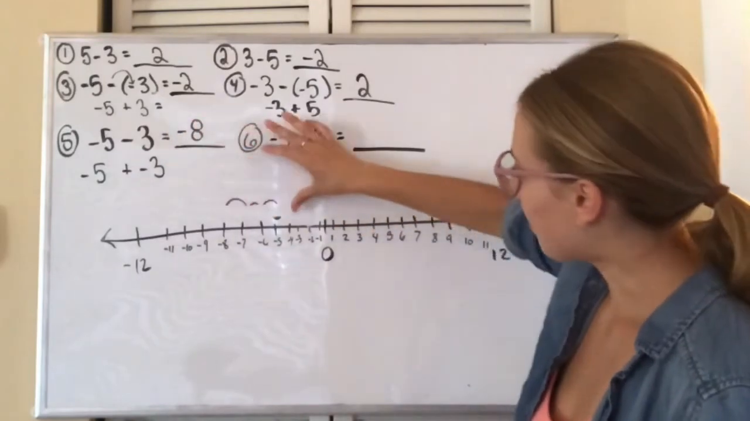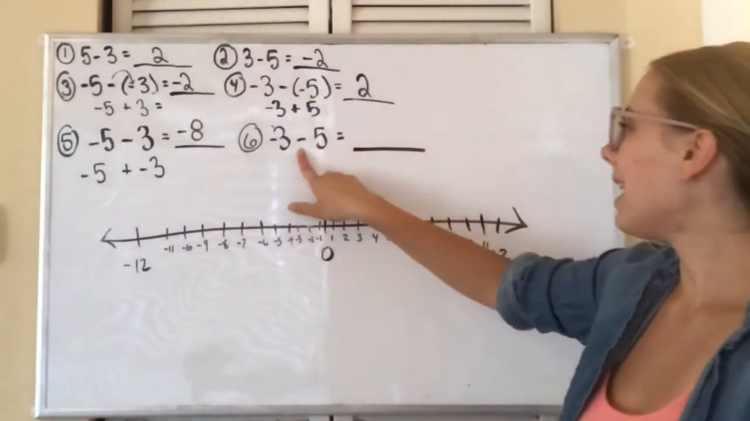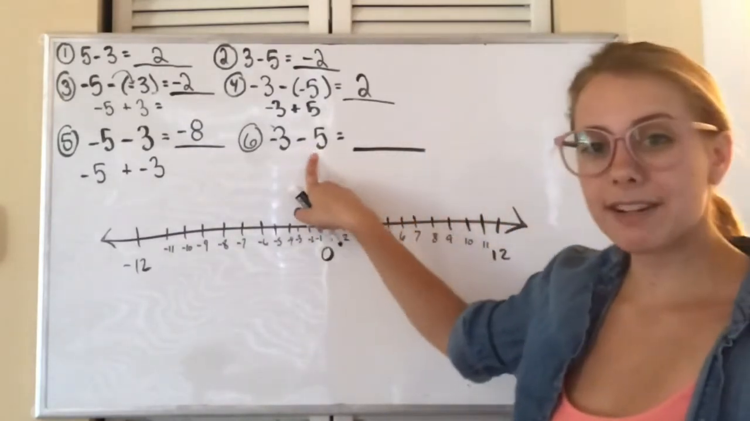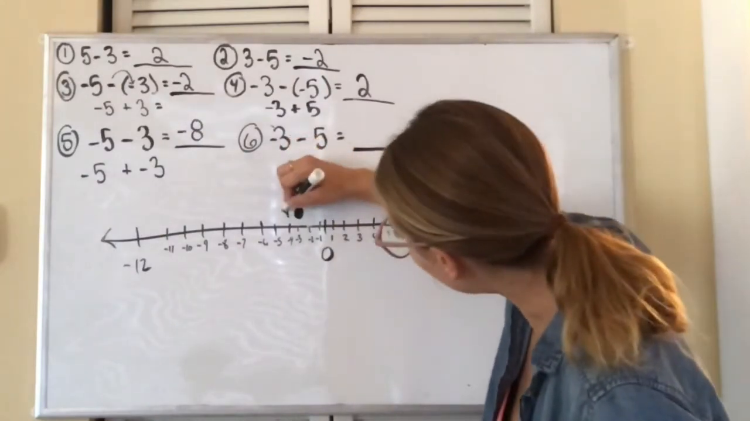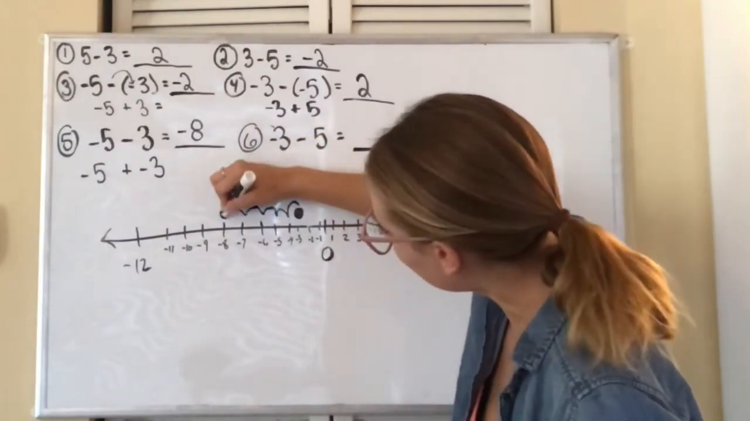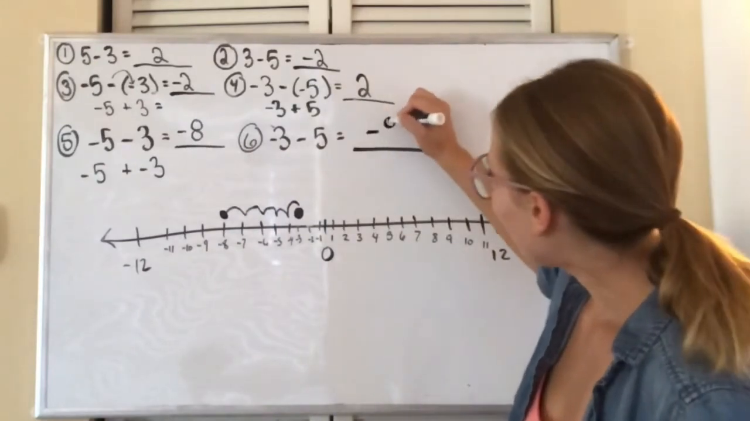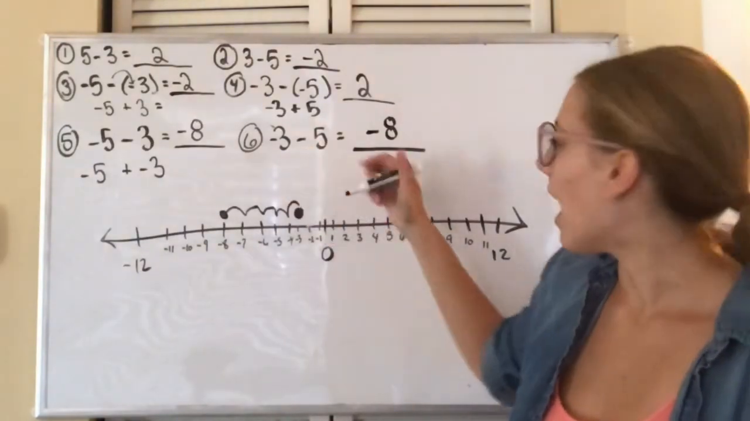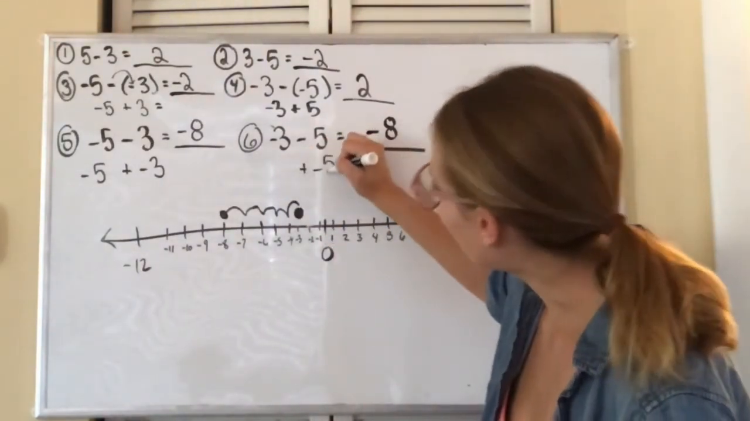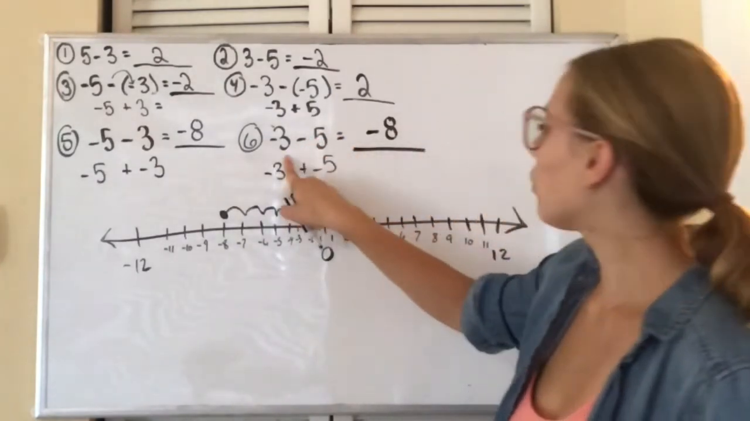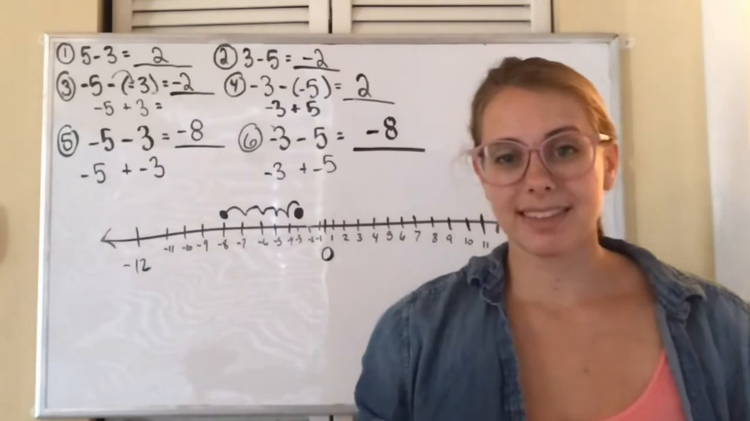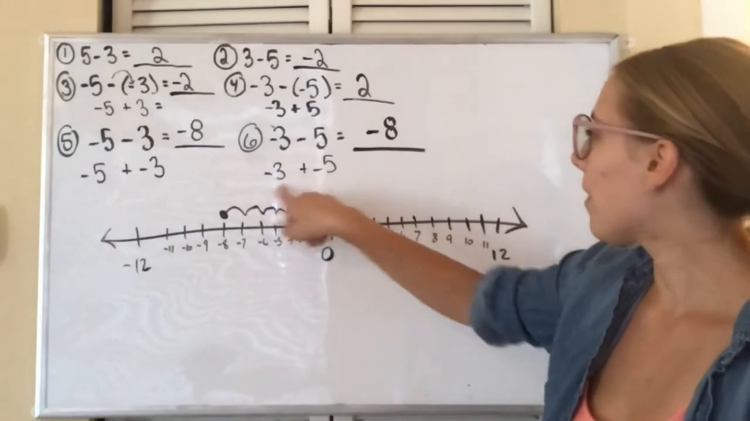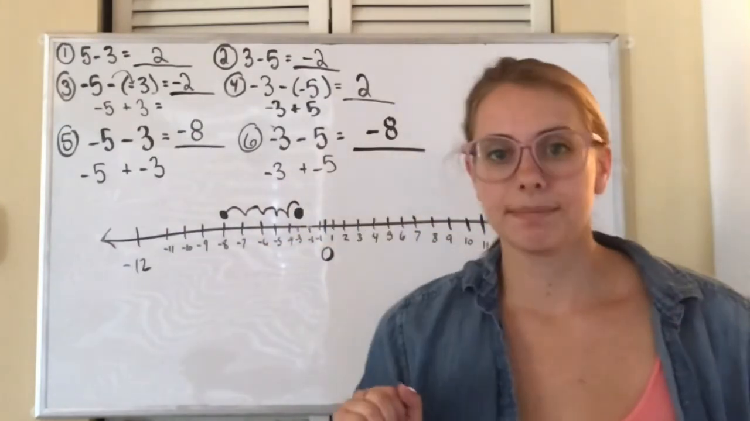And I'll show you with this example as well. -3 minus 5. I'll start at -3. If I'm subtracting 5, I'm moving to the left 5. So 1, 2, 3, 4, 5 gives you -8. Or you could say that the same thing as subtracting 5 is adding -5. So -3 plus -5 is like saying the same signs, add and keep. You'll add 3 and 5, and you'll keep the negative here. So you have -8.